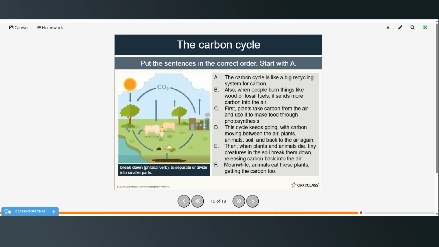All right, now take a look at this and put the sentences in the correct order. So they already give you A as number one. The carbon cycle is like a big recycling system for carbon. And one of the vocabulary words is breakdown, or a phrasal verb, break down. It means to separate or divide into smaller parts. So go ahead and try that on your own, and then restart the video when you're ready to see the answers.